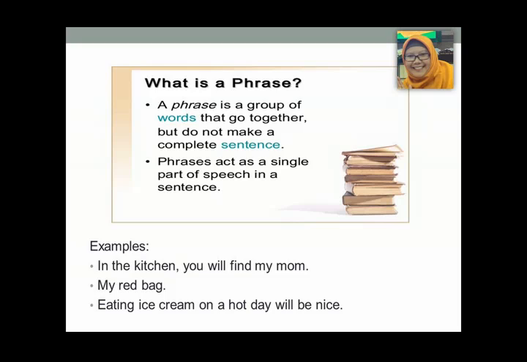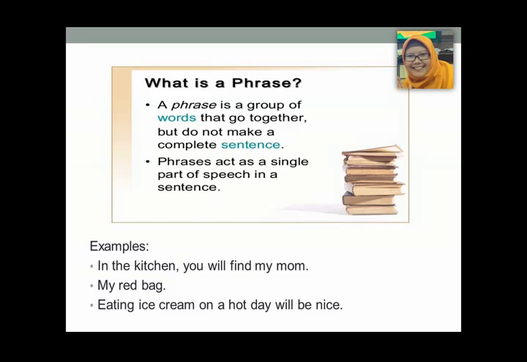The definition is that a phrase is a group of words that go together but do not make a complete sentence. So the idea is a group of words. After you have words and you group them without giving a complete sentence, you are writing a phrase. And then a phrase is also defined as a single part of speech in a sentence. Okay, these are some examples.